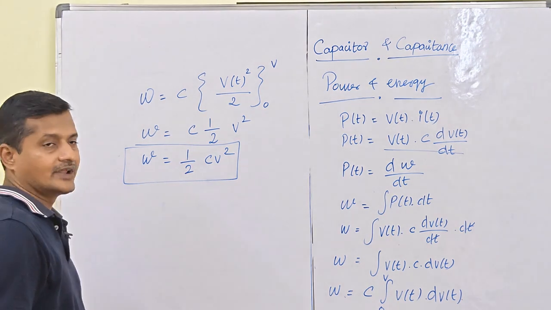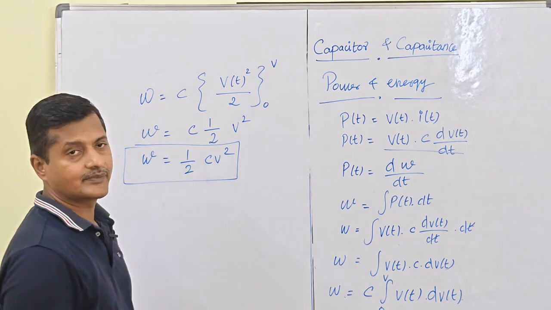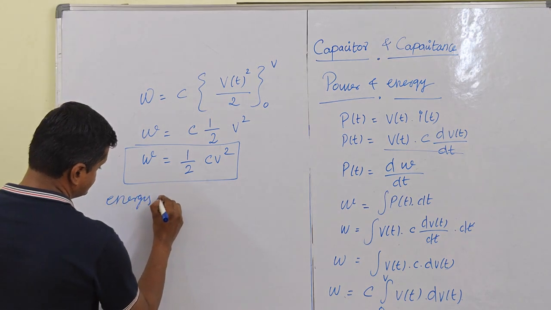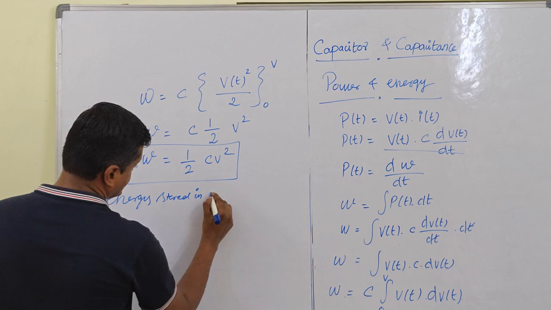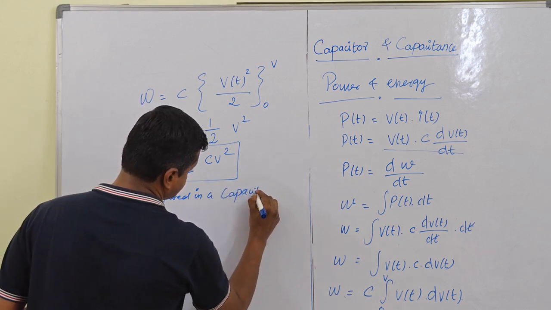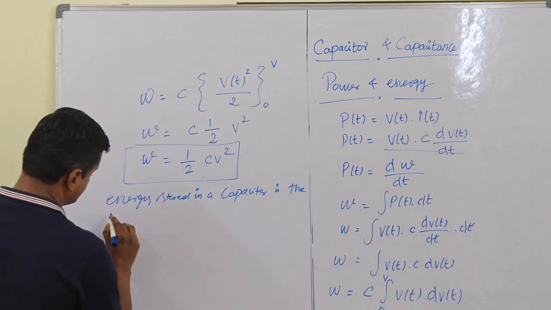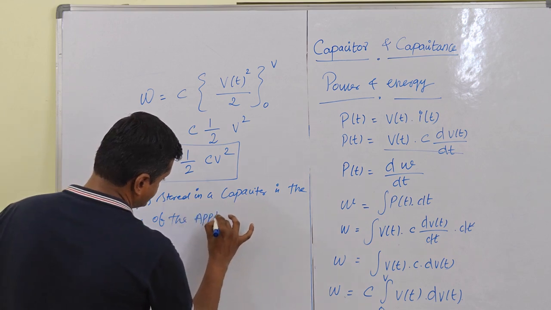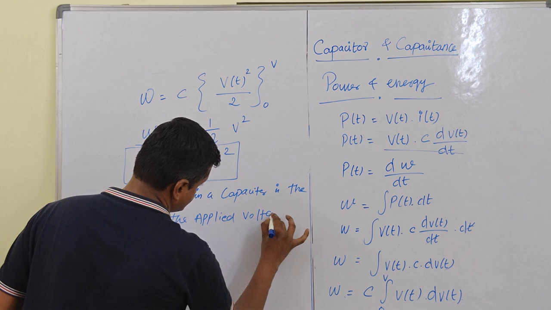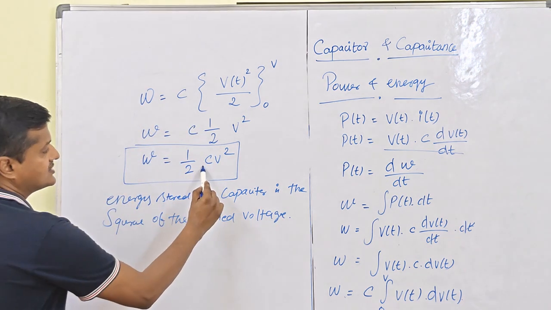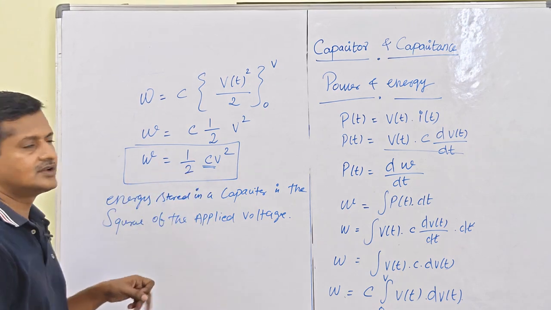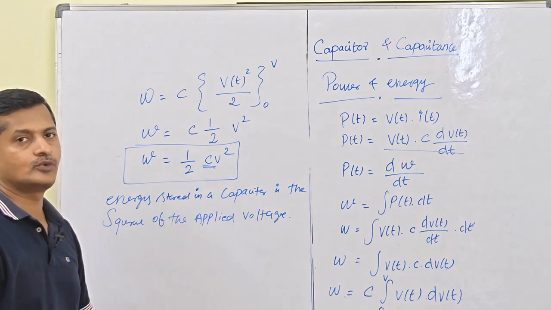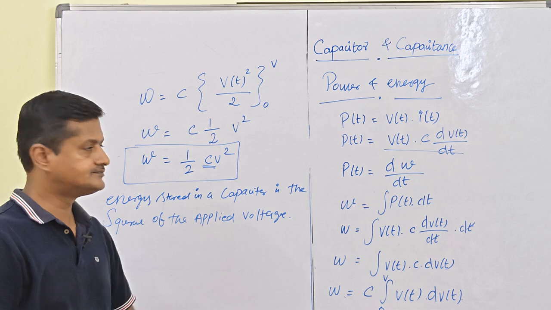So the energy stored in a capacitor is proportional to the square of the applied voltage. Because here C is the capacitance, a constant, and V alone is the variable, so the energy goes as the square. So the energy stored in a capacitor is the square of the applied voltage, right?